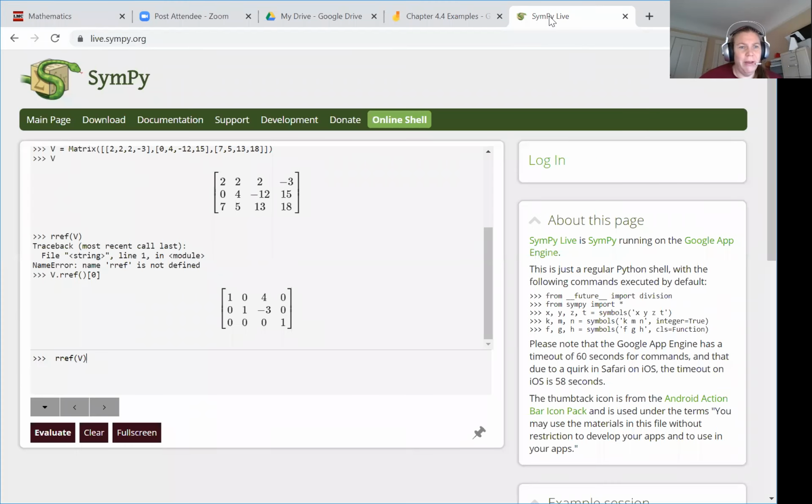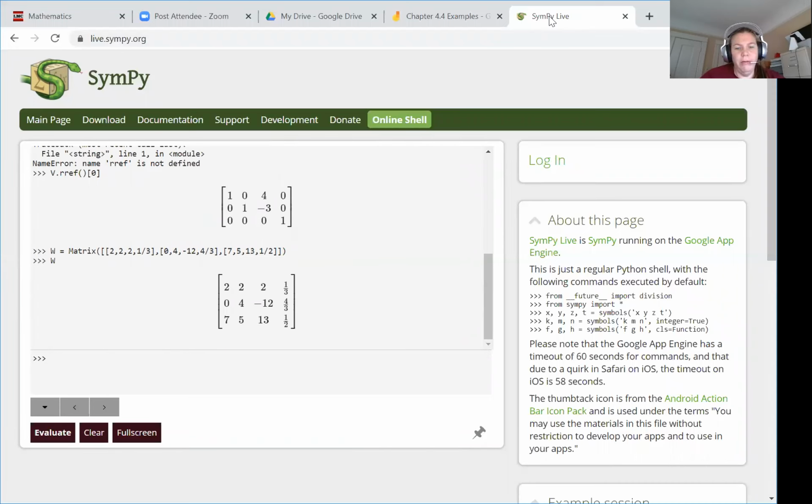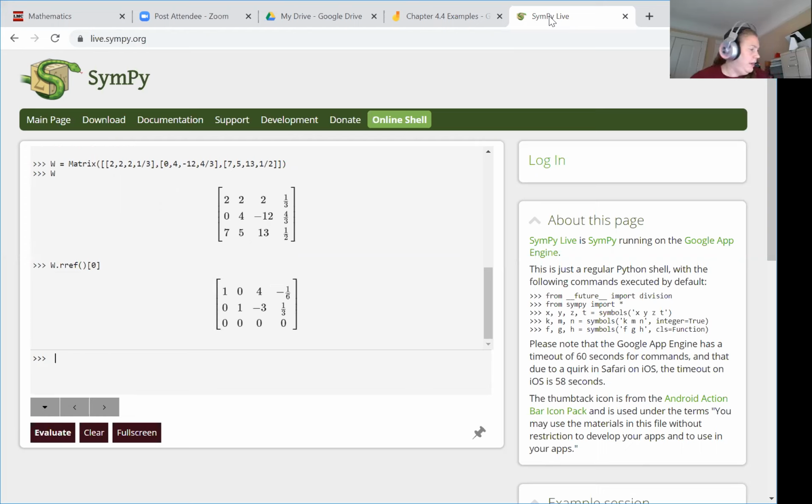Okay, and I'm going to be a little lazy, so I'm going to arrow back up to where I entered matrix V, and I'm just going to edit that because I know I just have to change the 4th column here. So those 4th column values I'm going to change to be 1/3, 4/3, and 1/2. And we'll see if SymPy likes that. So if I type W, here are my values, and then I want the reduced row echelon form for W, so I do W.rref() in parentheses to run the reduced row echelon function. And then I just want the first result. I don't care about any row swaps, so I put 0 here in brackets. And here's my reduced row echelon form of the matrix.